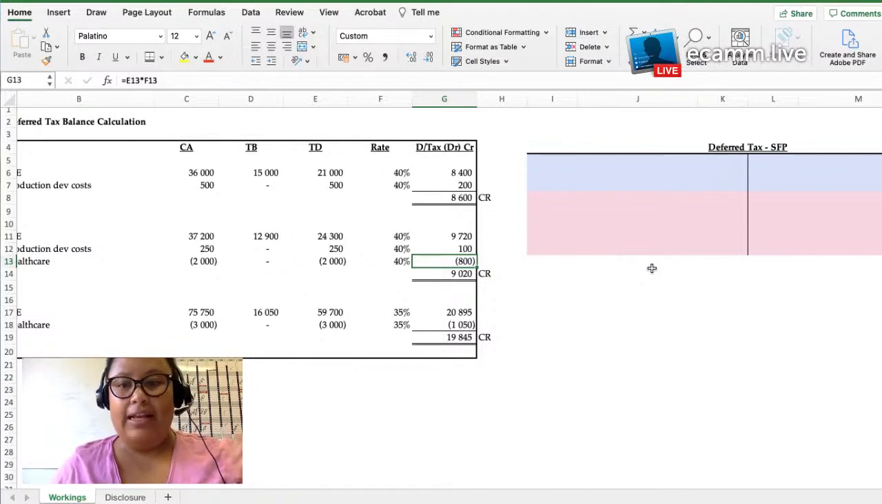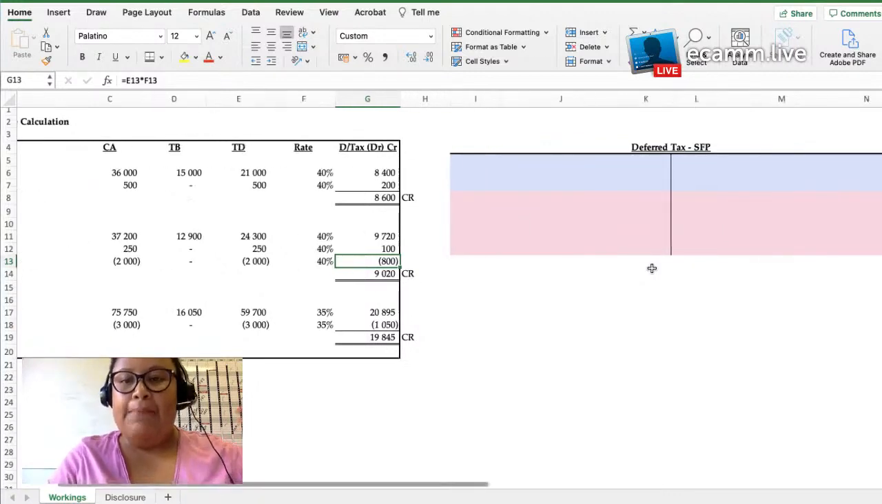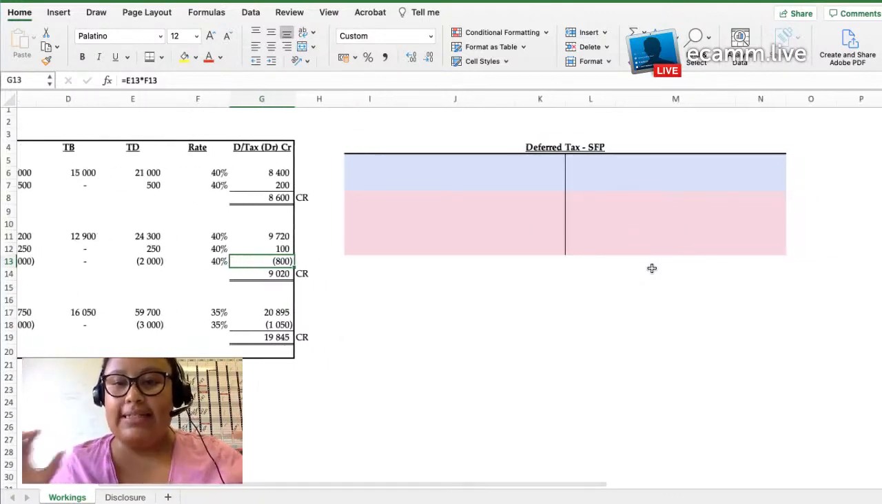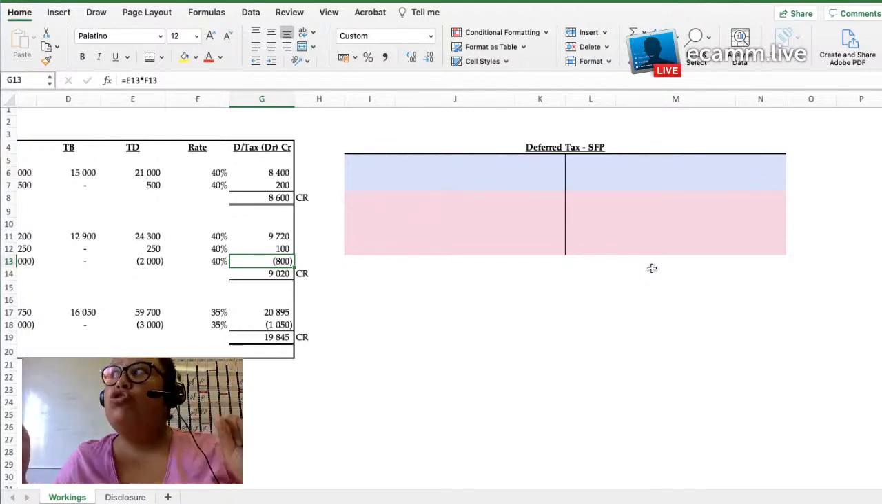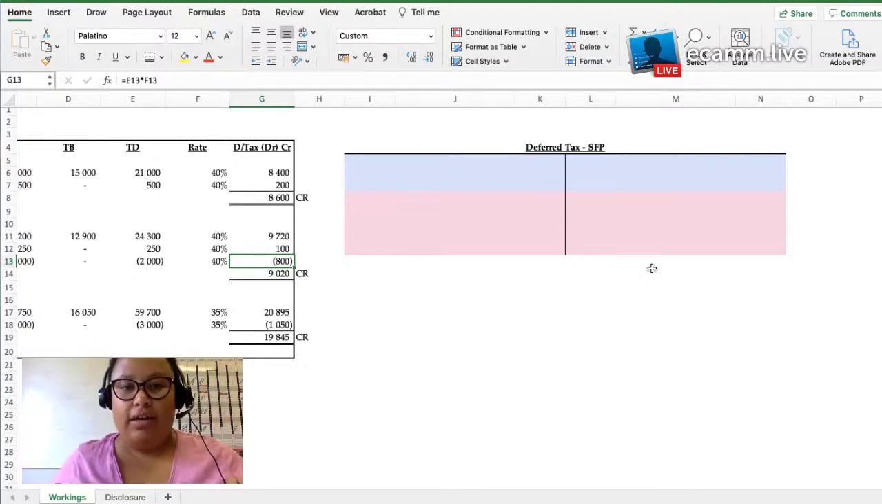Okay, so now we've calculated our deferred tax balance. But the next step is to do this T account. Now we are accountants, we love our T accounts. And I think it's really great if you can think of accounting in terms of a T account. It just helps pull things together. So let's talk about the deferred tax in the statement of financial position. If I were to draw up the general ledger account for deferred tax, what would it look like?